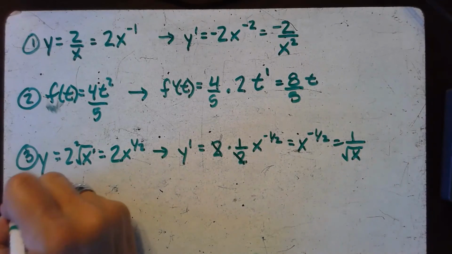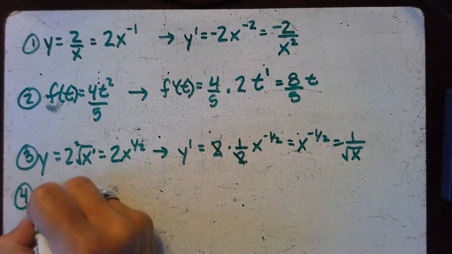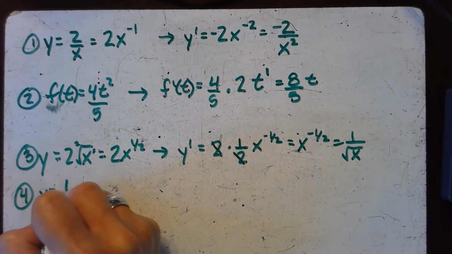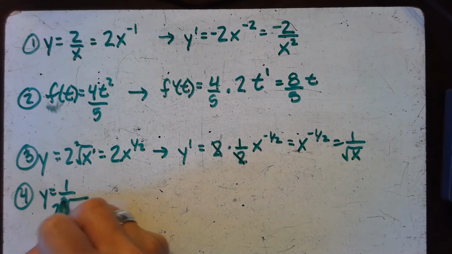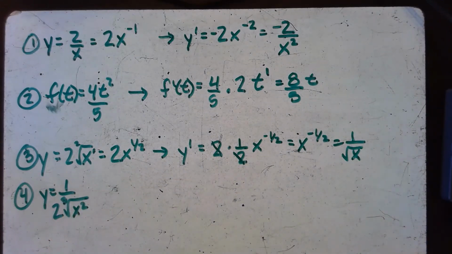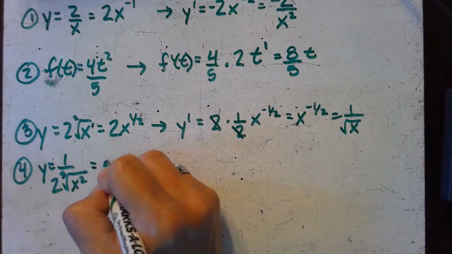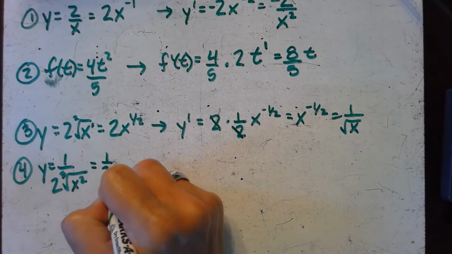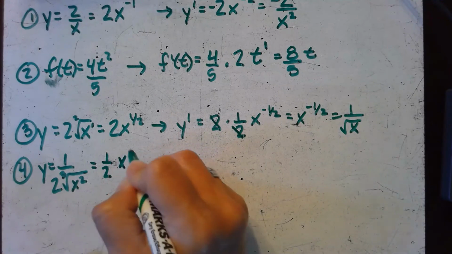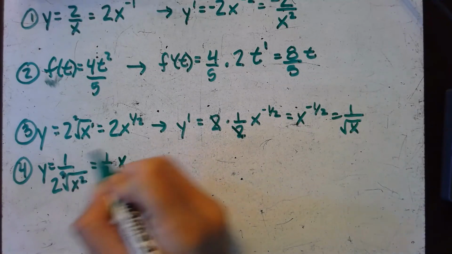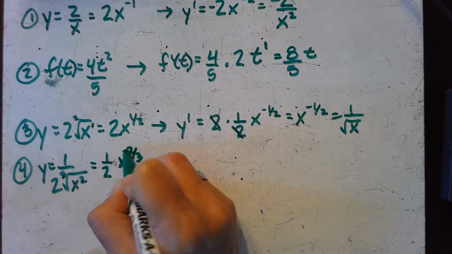Okay, number 4. y equals 1 over 2 cube root of x squared. Again, because I have a radical, I would change this to a rational exponent before doing anything. Now there's a 1/2 out there, and this is going to be times 2x to the, you're saying 2/3, but since it's down low, I'm going to bring it up and it's going to be negative.